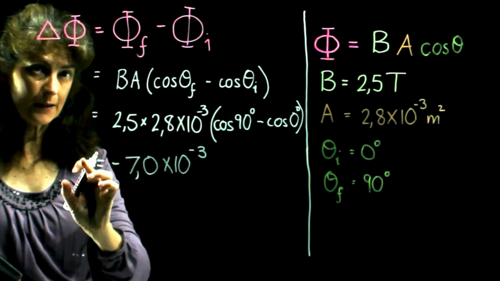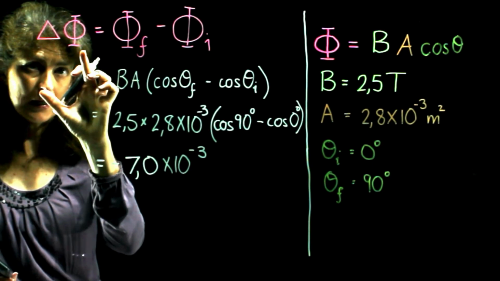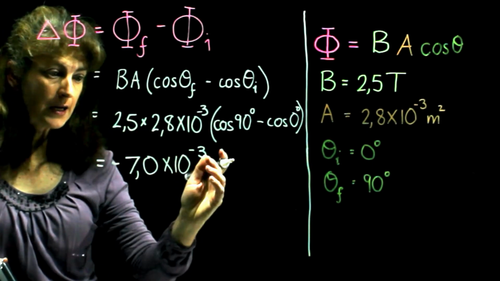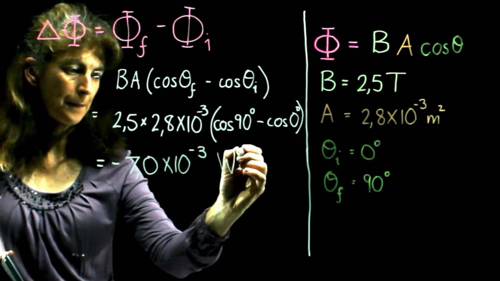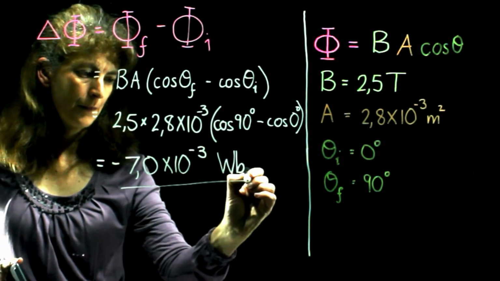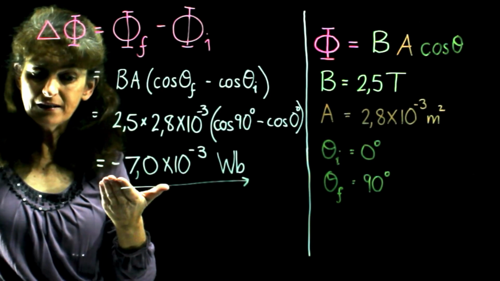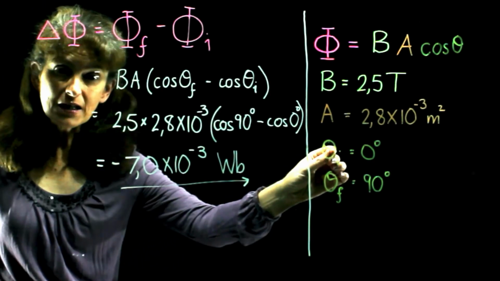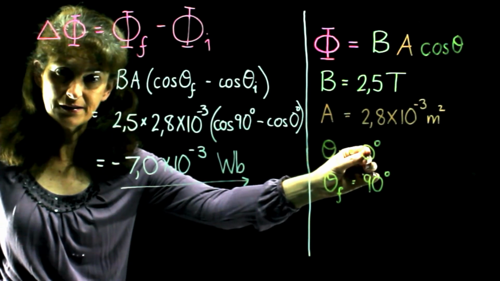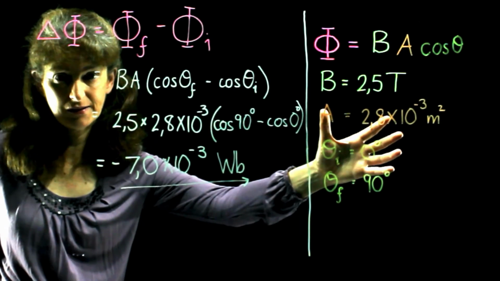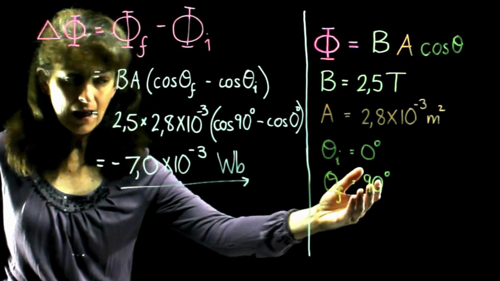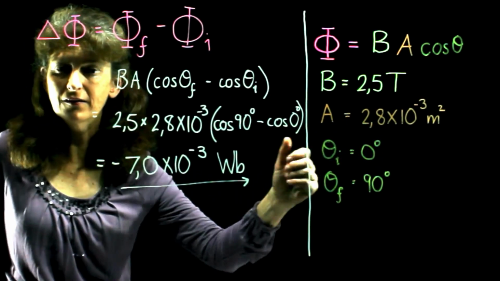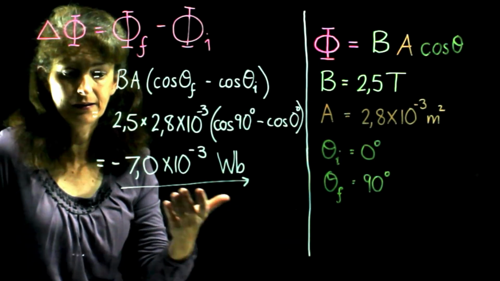And what are we speaking about? Change in magnetic flux. What is magnetic flux measured in? Weber. What does the negative mean? Decrease. Which makes sense because initially the angle was 0 degrees, so there was maximum flux. Finally, the angle was 90 degrees where you get 0 flux. So from initial to final, there's been a drop in flux, a decrease.